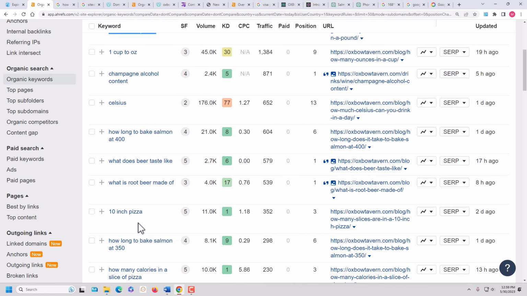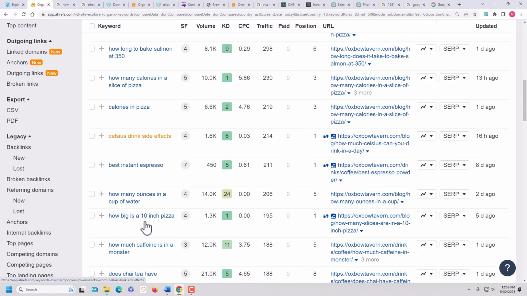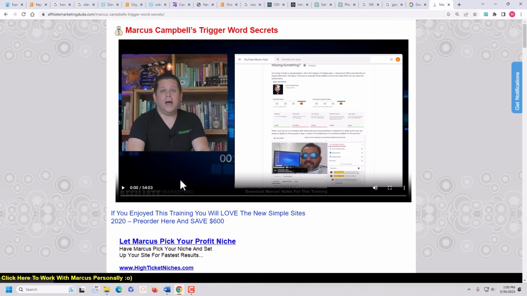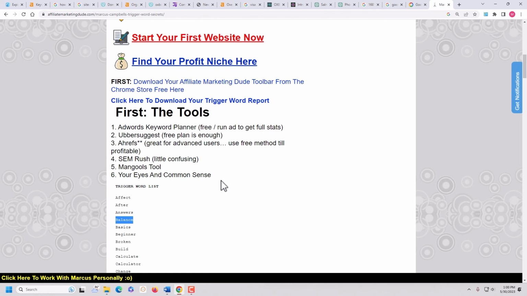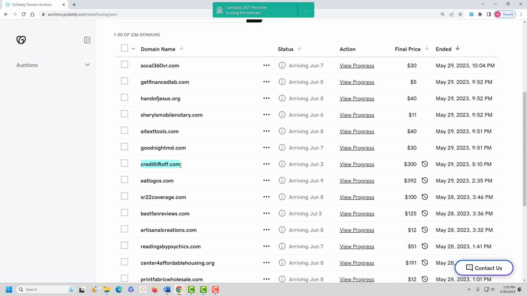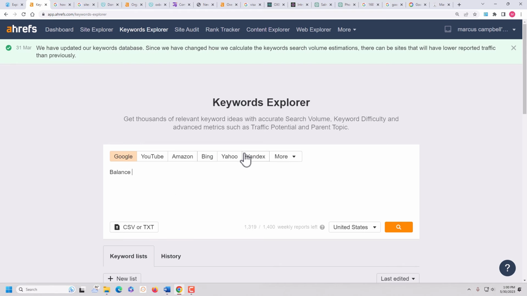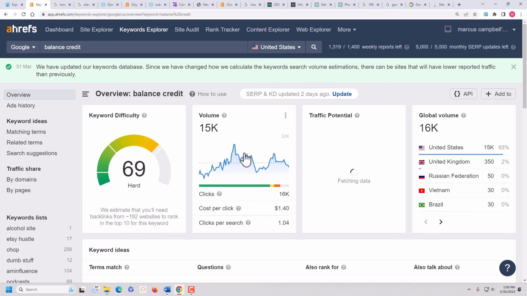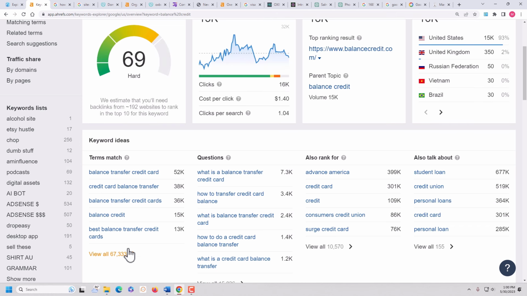However, that's not to say that this method doesn't work like crazy using my trigger word method. My trigger word method is where we go through and use keywords like this, which obviously if we're doing the domain method, we're gonna tie them in with our domain. Maybe if it's a credit domain, like the one I bought yesterday, we could do something like balance credit. And maybe there's people searching for different things like how to balance their credit or something like that.